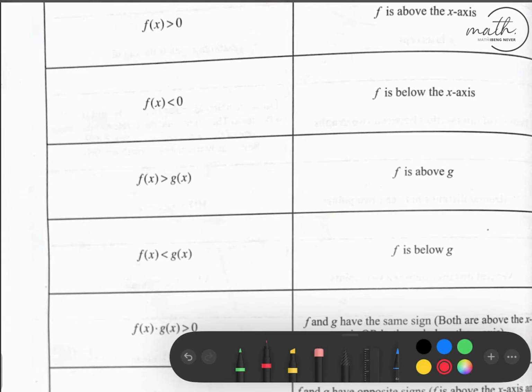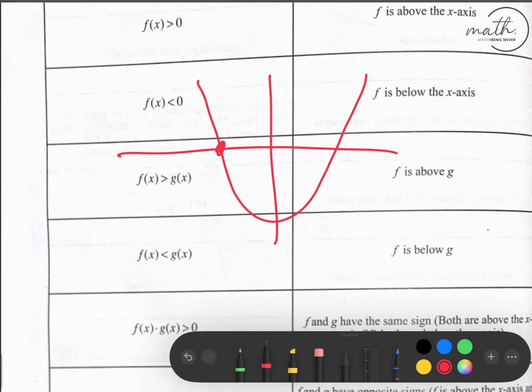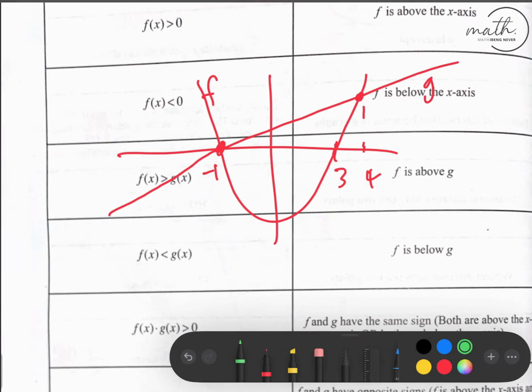So let's say you have two curves. Let's use the parabola again. You have a parabola that crosses at -1 here and 3 here, and then you have a straight line like that. Let's say here it's 4. Let's say f is the parabola and g is the straight line. Where's f above g? You just compare the two lines and check where one is above the other. So we want where f is above g.